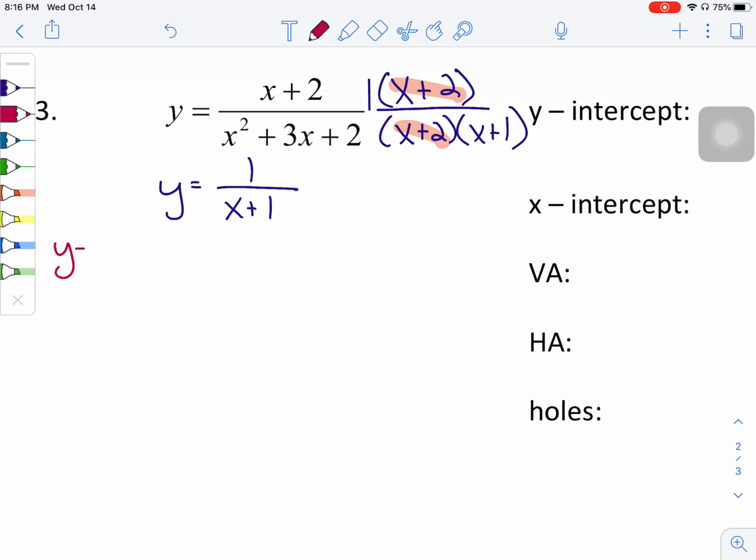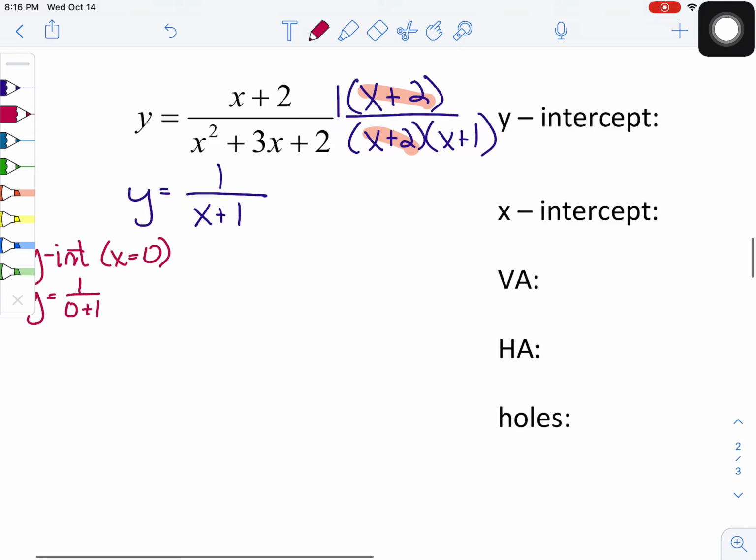All right, y-intercept. We are going to set x equal to 0. So we've got y is equal to 1 over 0 plus 1, which is really just 1. And so when we completely simplify that out, we're going to have a y-intercept of (0, 1). Okay.